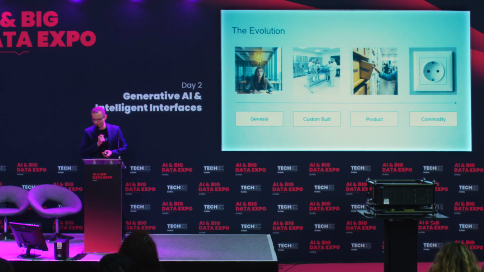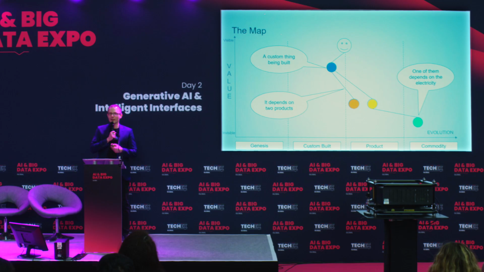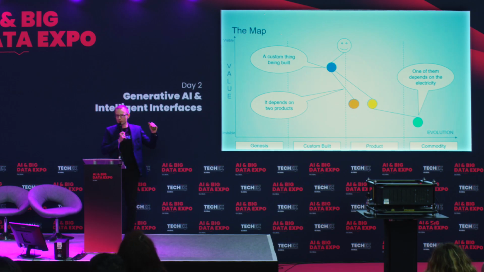Now we can combine these two axes, and I hope you see where I'm going. So on Y, we'll see the value, something from invisible to visible. On X, we will see the evolution, something from genesis, custom build, through product, to finally a commodity. And now, as we were drawing this beautiful tree before, you can see that these circles can be placed in different places here.